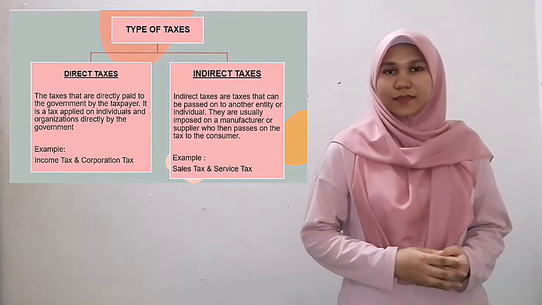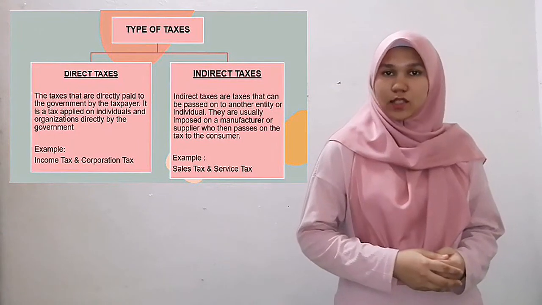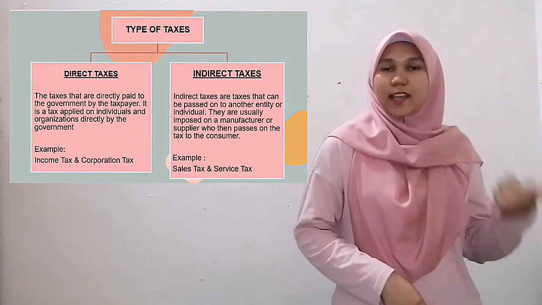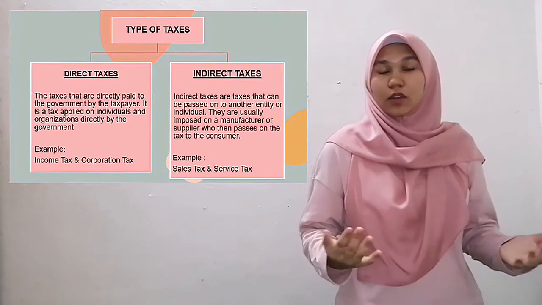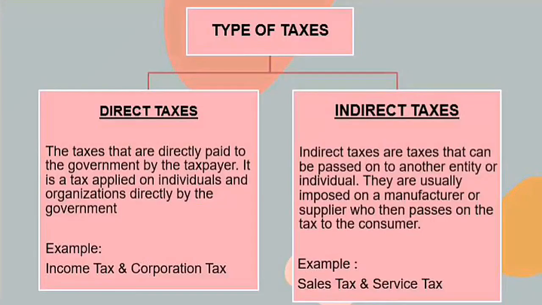Let's move to my next point, which is types of taxes. There are two types of taxes, which are direct taxes and indirect taxes. So let's look at the details of each tax. First is direct taxes. Direct taxes are the taxes that are directly paid to the government by the taxpayer. For example, income tax and corporation tax. Next, indirect taxes are taxes that can be passed on to another entity or individual. For example, sales tax and service tax.